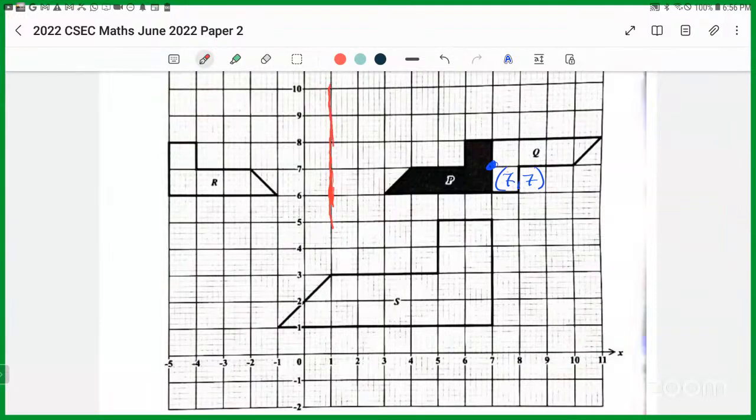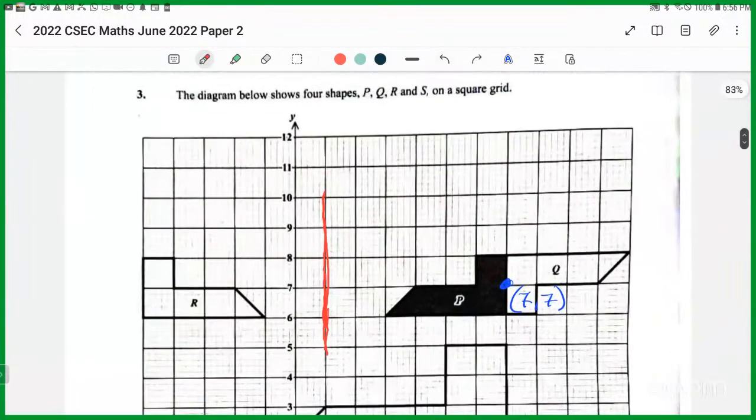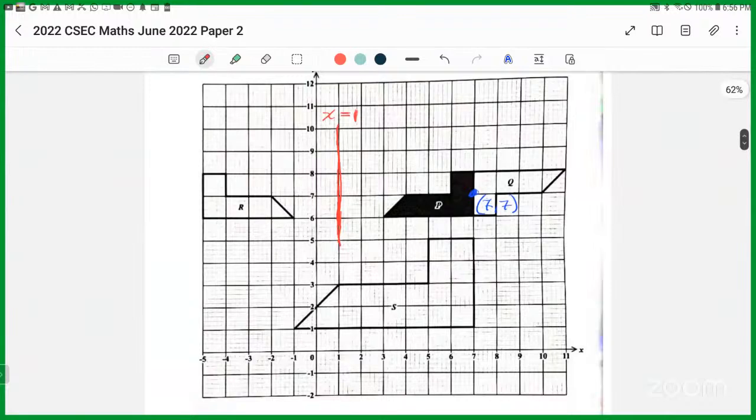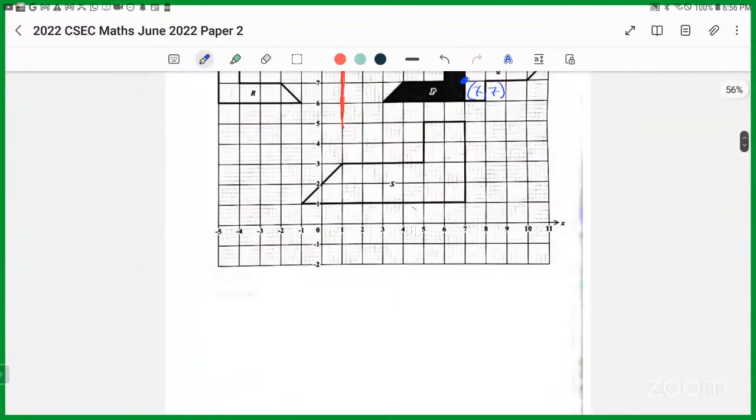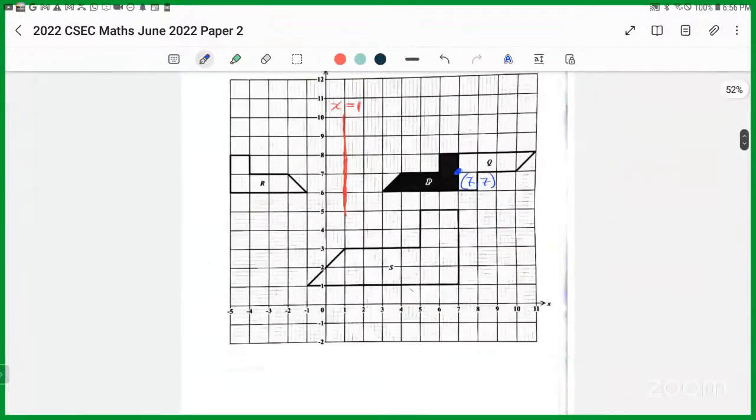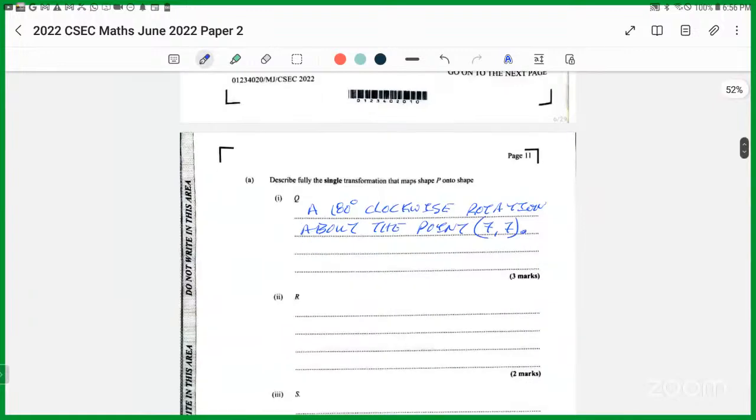And that's a vertical line. If you extend it down, it passes through 1, and vertical lines carry an equation x equals a number. In this case, it's x equals 1, the vertical line passing through 1. When you describe a reflection, all you need to do is state the mirror line. In this case, the mirror line is x equals 1. There's a reflection in the line x equals 1. That's what the second one is. Simple as that.